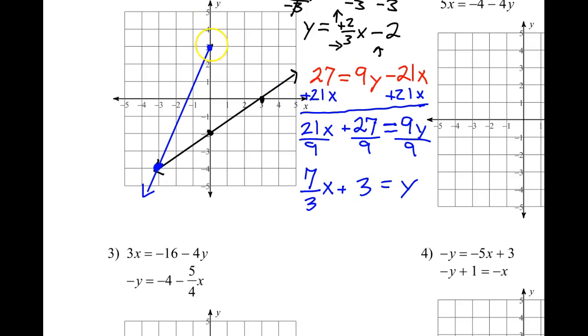So, am I done with this problem? Yeah, one little issue. I haven't written the answer yet, right? So we got to write the answer, which is where they intersect in coordinate form. So this is -3, -4. X, Y.